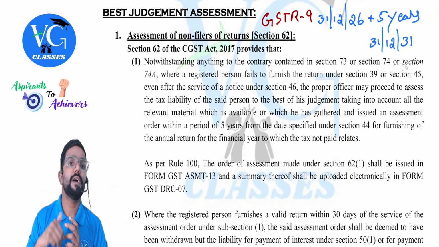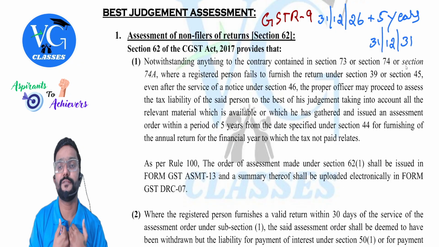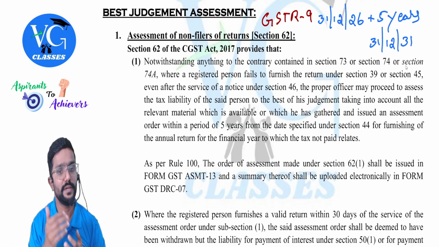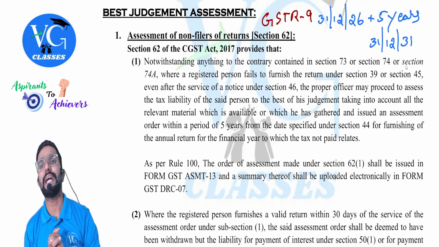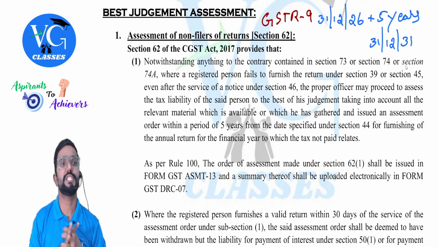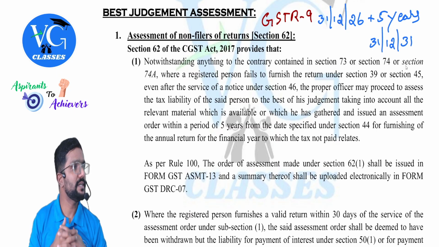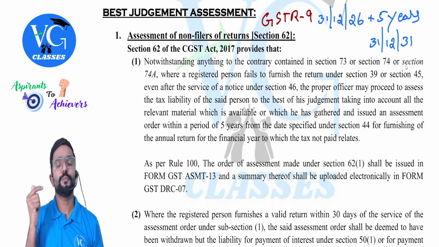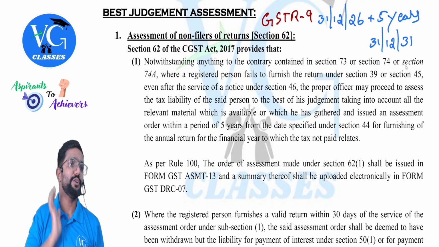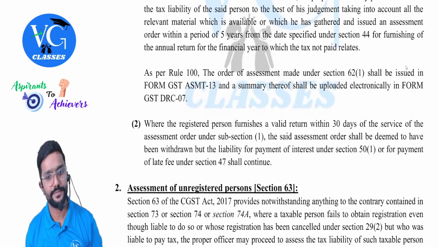But even after receiving the notice under section 46, I didn't file my returns. What is the next step? The proper officer will start with best judgment assessment as given in section 62. What is the time limit to pass this order? Within 5 years from the due date of filing the annual return.